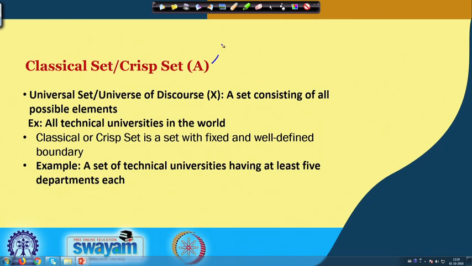Supposing that we are going to form a set of all technical universities in this world. All the technical universities of this world will constitute one big set, and that is nothing but the universe of discourse or the universal set, that is denoted by capital X. Let me draw one universal set. Supposing that this is the universal set denoted by capital X.